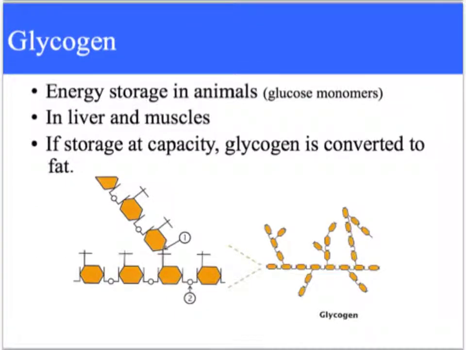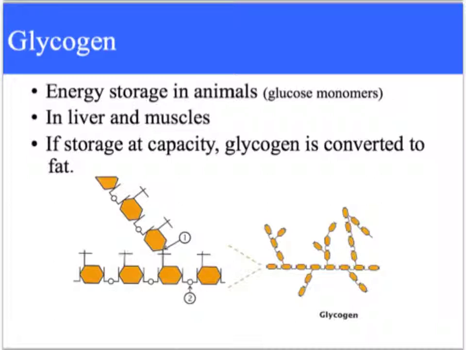So glycogen, that is energy storage in animals. So we store glucose monomers. It's stored in the liver and in the muscles. Once the storage has reached capacity, the glycogen is then converted to fat stores. So you've got so much space in your liver and your muscles as your storage for your immediate energy source, your glycogen. Once you've filled those up, then you put it back into the major storage of fat. So when you eat something, your blood glucose levels rise, your body releases insulin. The insulin then converts that glucose into glycogen that then gets stored until you need it.